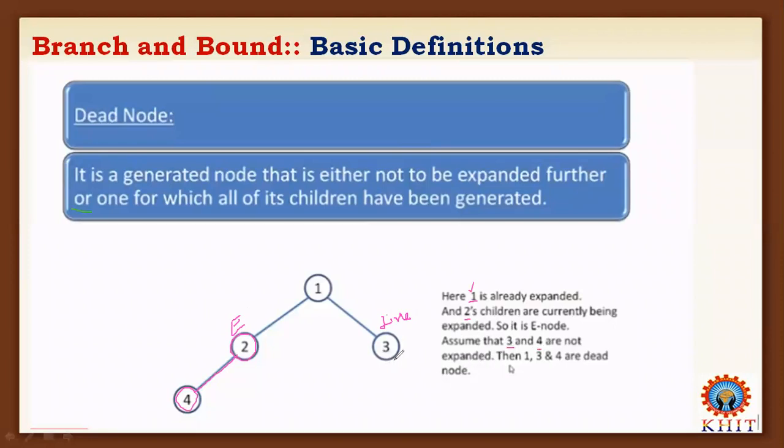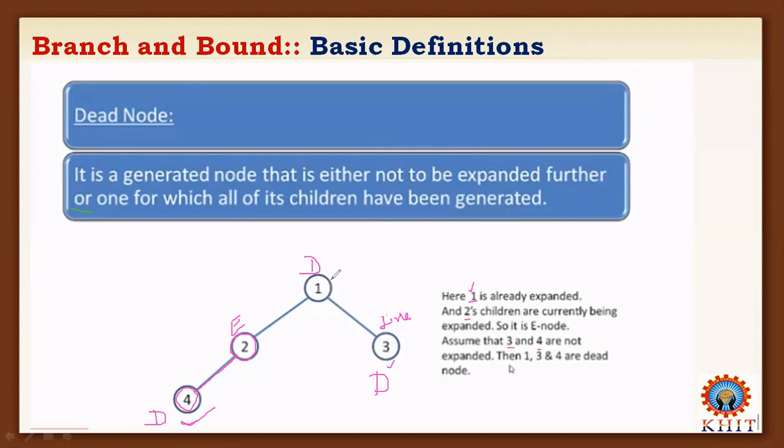There is no expansion of node 3 and further there is no expansion of node 4. Then we can consider node 3 as a dead node, and node 4 also considered as a dead node, and node 1 also considered as a dead node. Why? Because there is no way of expanding further.